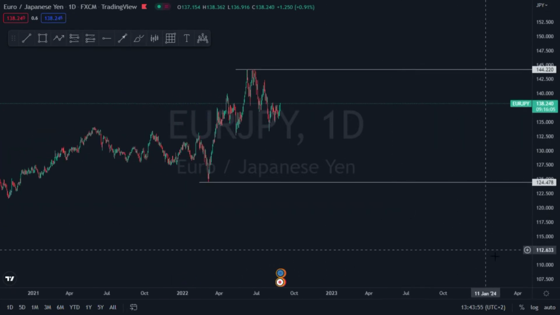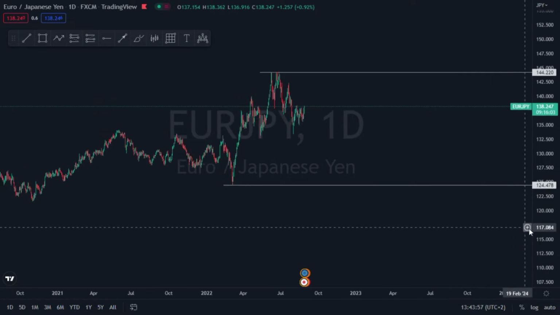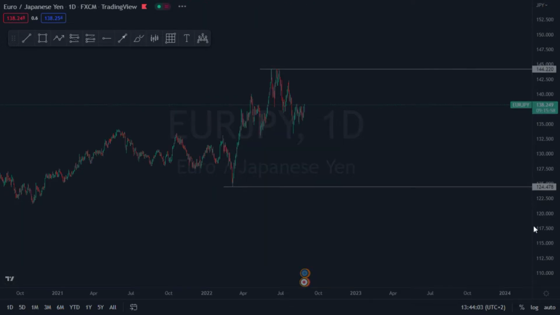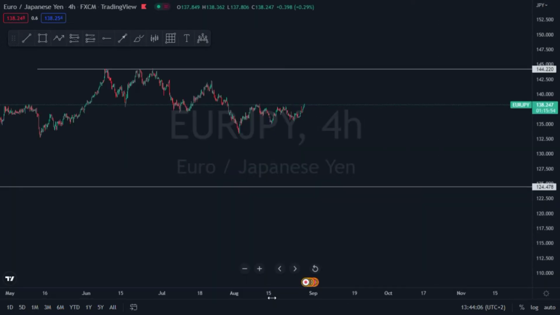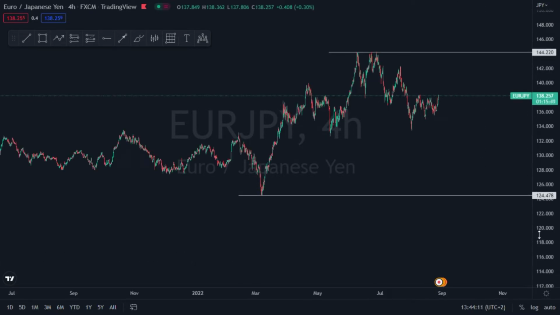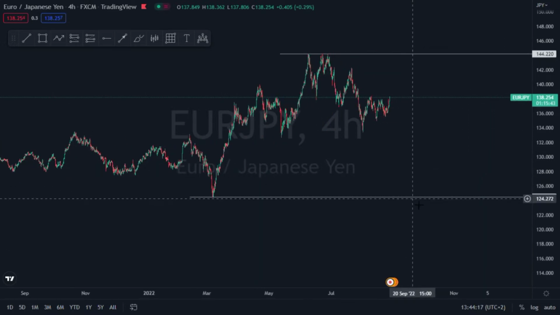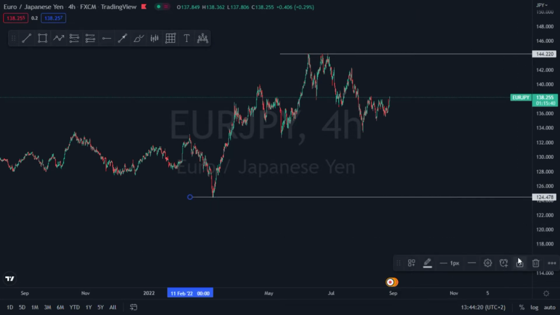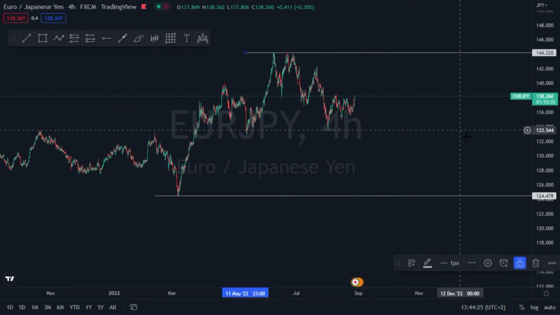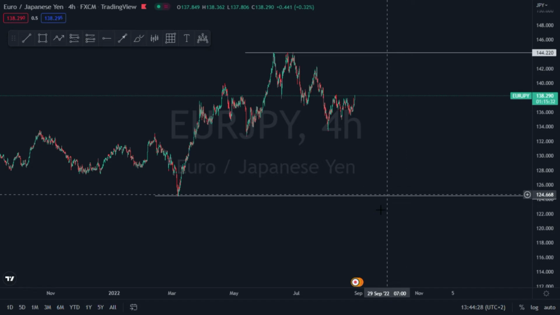Now that I've marked my higher high and my lower low, I have to just scale it down to the 4-hour time frame. So what I'm doing here is the top-down analysis. So now that I've marked my highest highs on the daily time frame, and my lowest low on the daily time frame, basically I've marked this will be the supply zone, this would be the demand zone. So we have marked our supply zone and our demand zone, right?